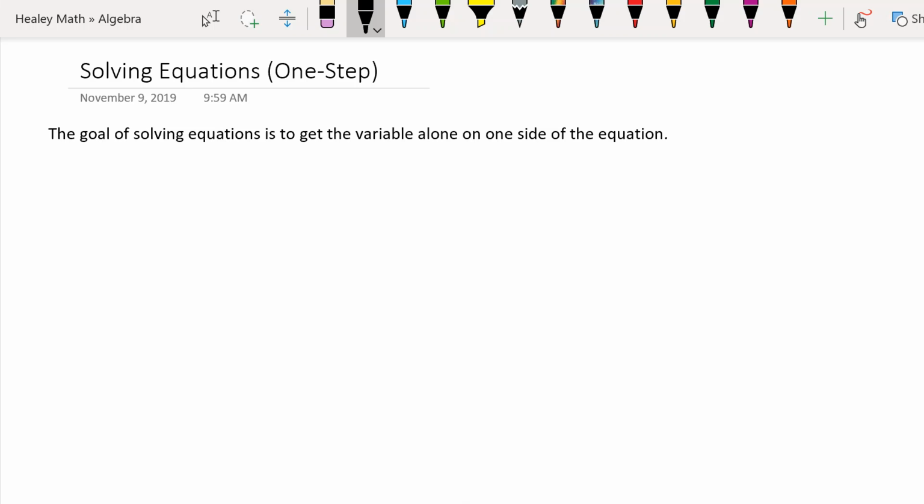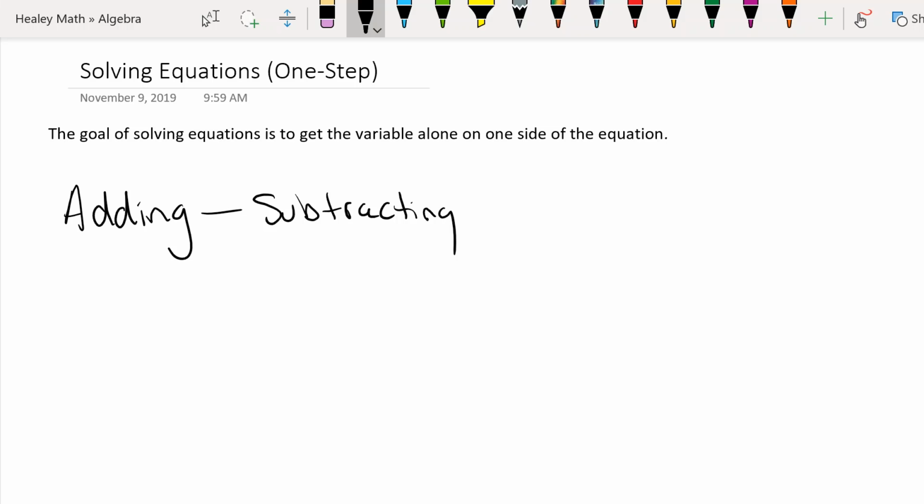It's important to remember that our goal when we're solving equations is to get the variable, or the letter, alone on one side of the equal sign. And to do so, we use opposite operations. The opposite operation of adding is subtracting, and the opposite operation for multiplying is dividing, and vice versa.